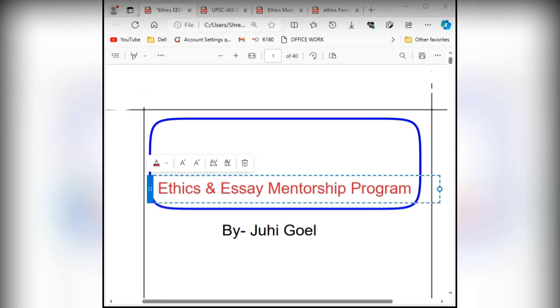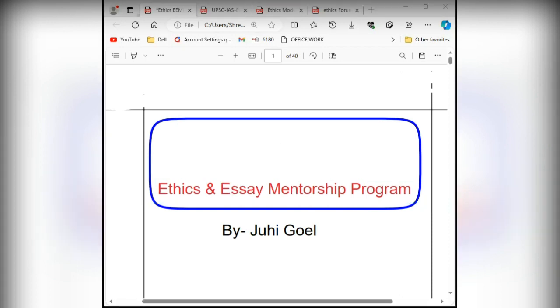So the agenda of today's session is to have a glimpse of ethics and essay, how ethics and how essay work in the UPSC exam. First of all, we will discuss ethics, and then we will continue with the essay. As we know, ethics is part of the UPSC mains syllabus under GS4, which comprises only ethics.